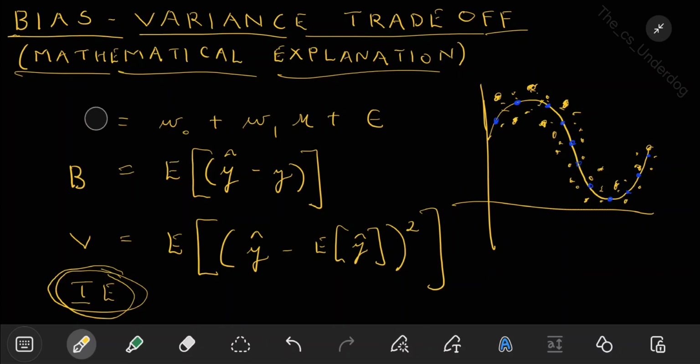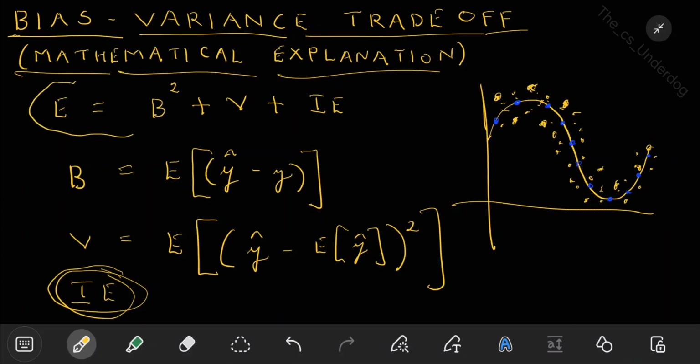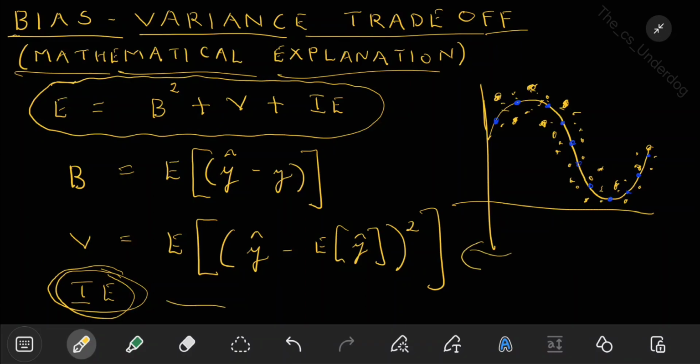And what is the final error? The final error can be calculated like this. The final error is bias square plus variance plus irreducible error. This is how you calculate the final total error. The squared bias error plus variance error plus the irreducible error.